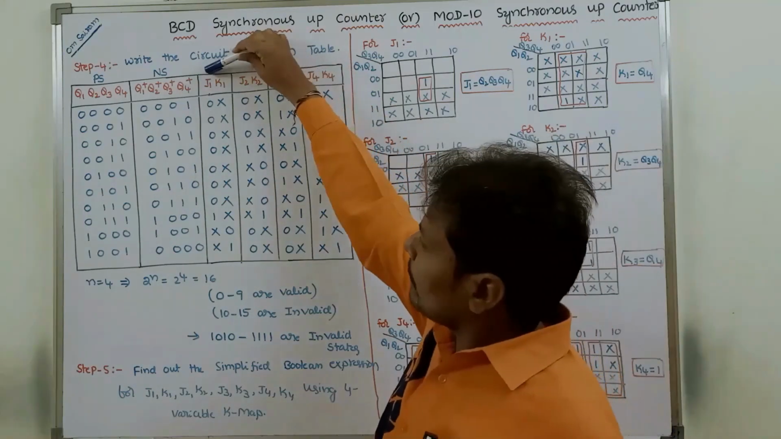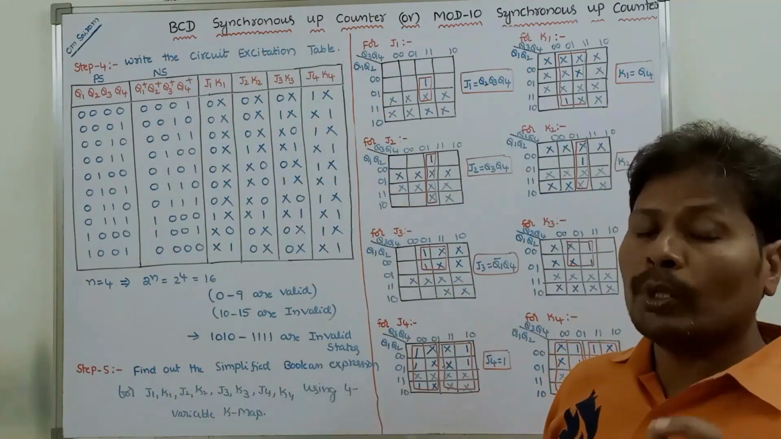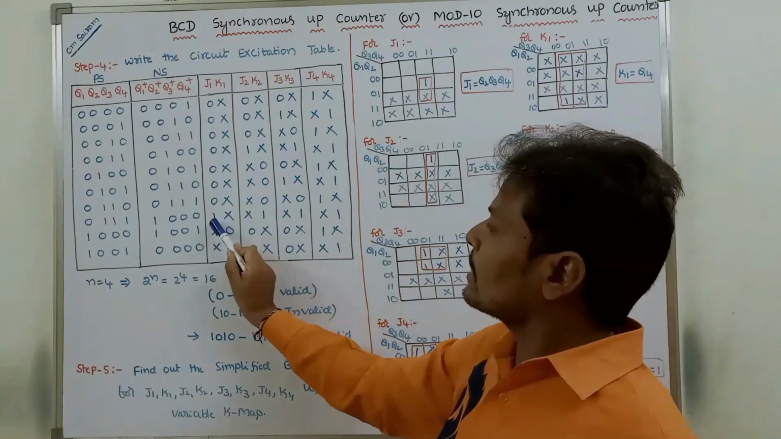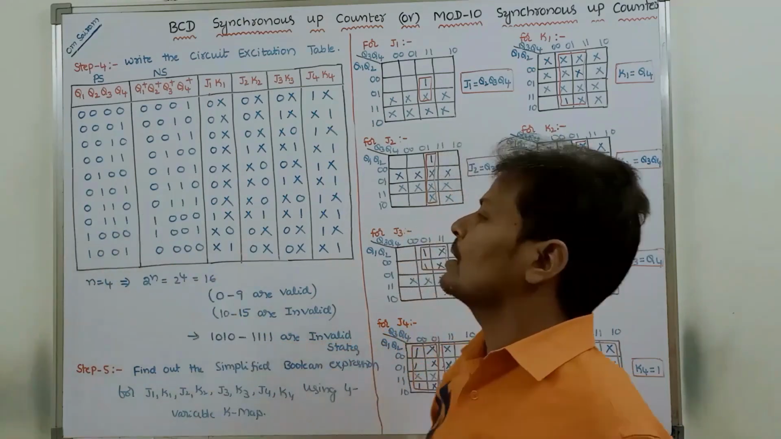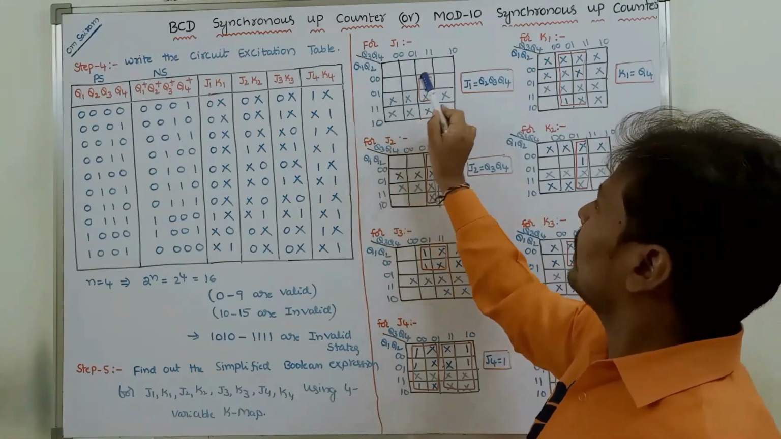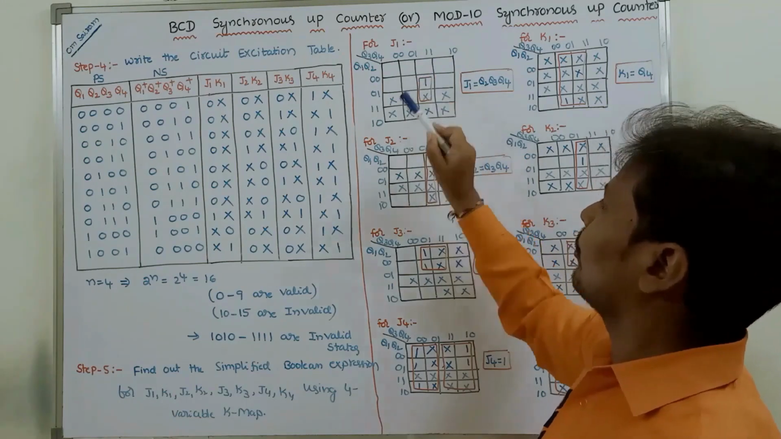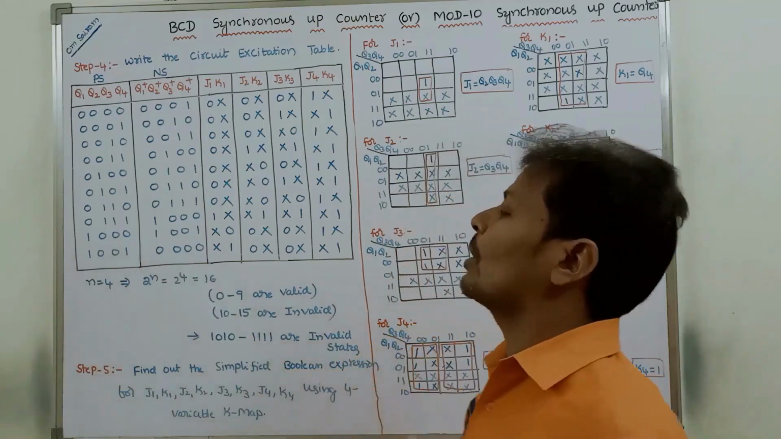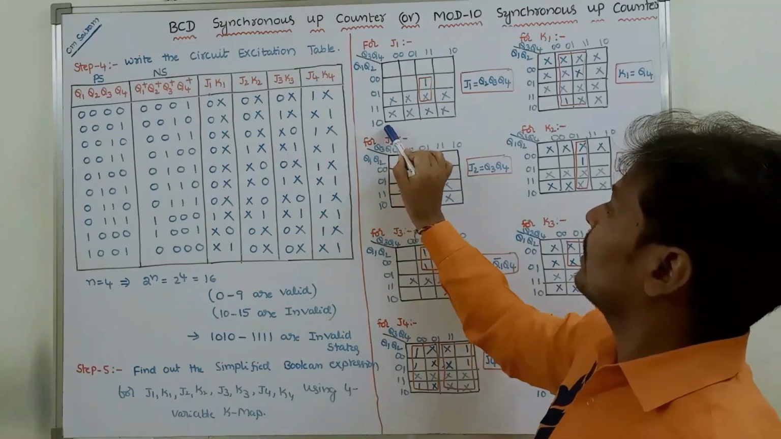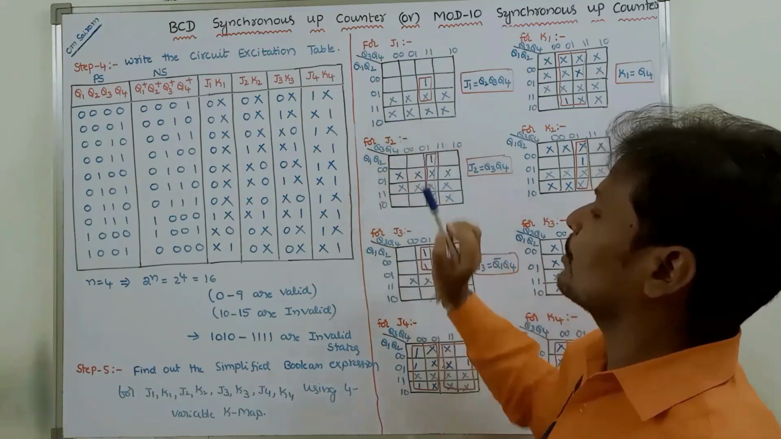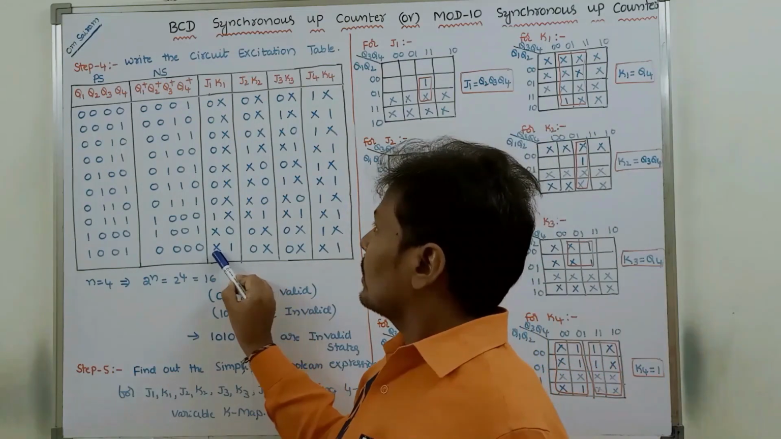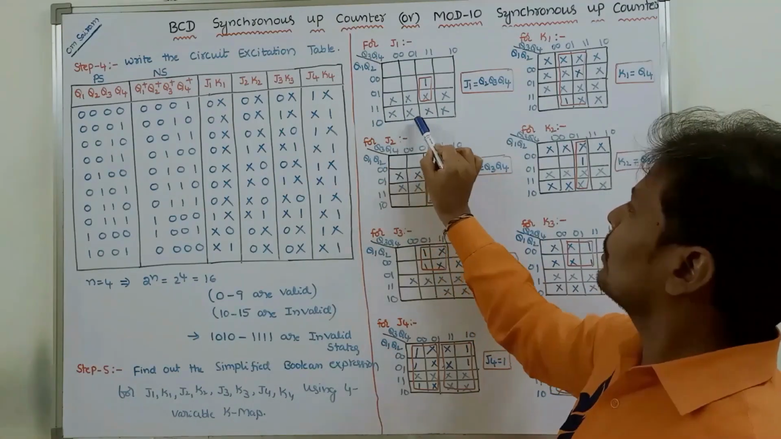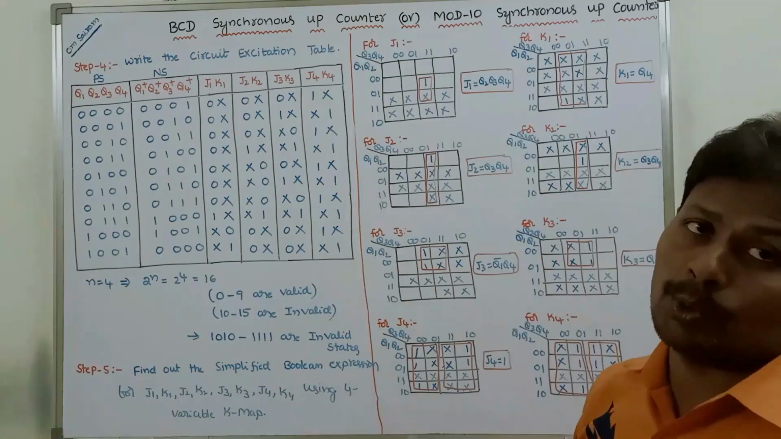Now observe the J1 column. In that column, only don't cares and ones we have to consider. Here 1 is there. The corresponding input combination is 0, 1, 1, 1. We are placing 1. Next, here don't care is there. The corresponding input combination is 1, 0, 0, 0. We are placing don't care. Here don't care is there. The corresponding input combination is 1, 0, 0, 1. We are placing don't care.